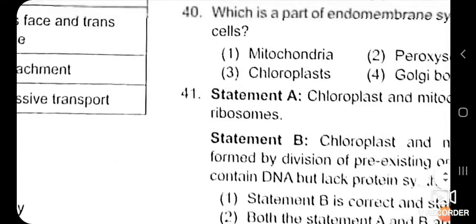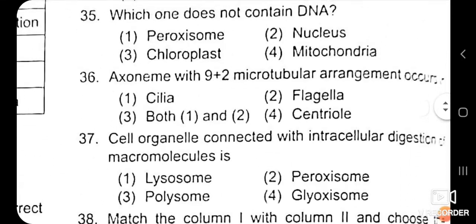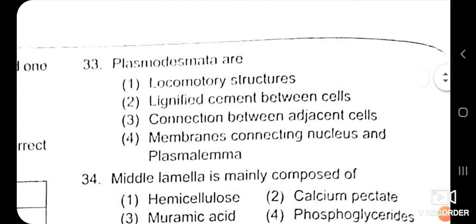Okay, now we will discuss the next MCQ, number 33. Plasmodesmata are, where have we seen this term? In the structure of the cell wall. We have seen the term plasmodesmata. Now the options are: locomotive structure, lignified content between cells, connection between adjacent cells, membranes connecting nucleus and plasma lemma.